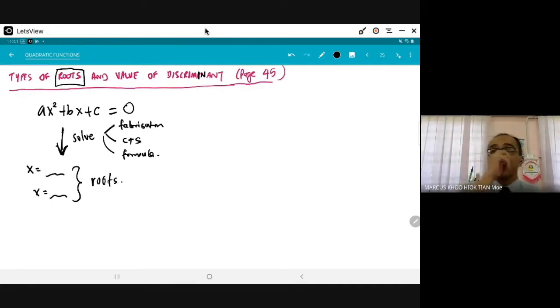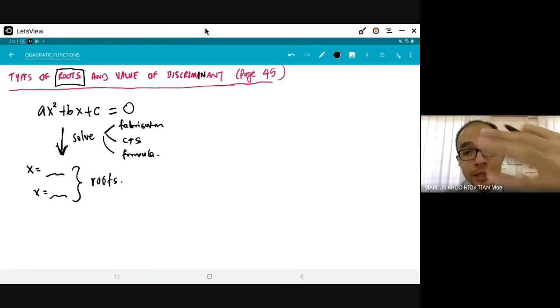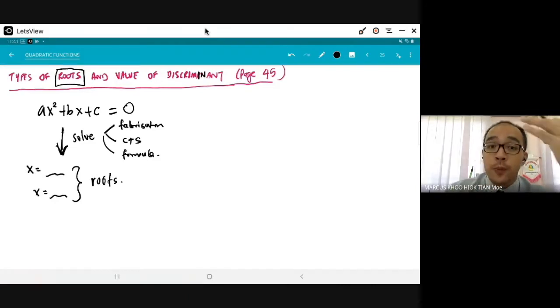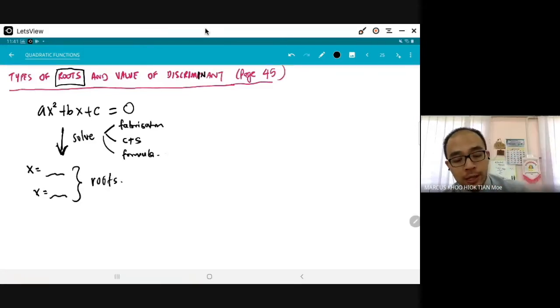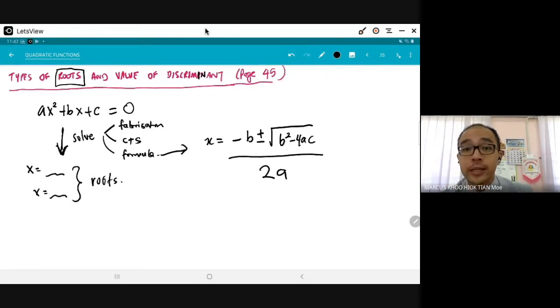Okay, so today we want to look at the type of roots. Okay, ada 3 kategori jenis punca. Okay, 3 categories of types of roots, which we're going to talk about in a while. But in order for us to find the type of roots, we need to go back to the formula yang kita telah pelajari. Okay, so the formula is x equals to minus b plus minus square root of b squared minus 4ac over 2a. Okay, this is the formula yang kita telah belajar dan kamu sudah buat latihan sebelum ni.